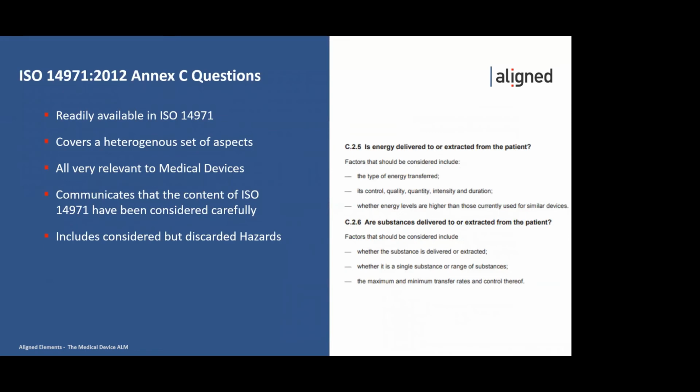Right, moving into another type of lists. All right, so if you got a copy of 14971 and it's not the newest one, you know that in Annex C, 14971 tries to help you by telling you to ask yourself questions. And this is listed in Annex C of the 2012 edition. I think it moved to the 24971 in later editions. But you can see here on the right, this is an example of what these questions look like.